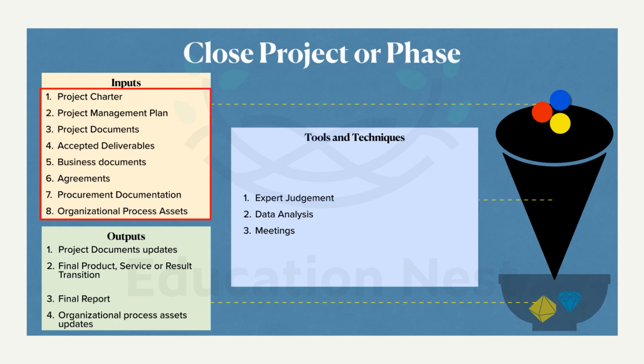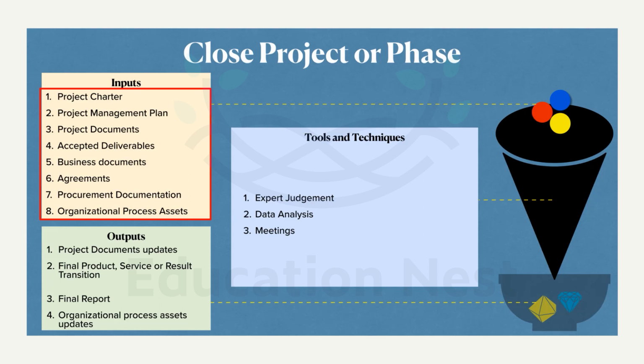So to achieve this, we have 8 inputs. I think most of them are already covered. I'll, however, go by the list. The project charter acts as an input. The project management plan acts as an input. The project documents. Now, all of them are important here because we are at the closing stage, remember.